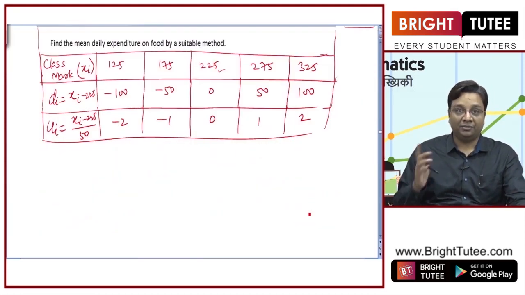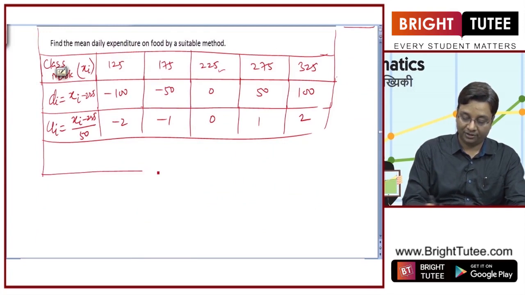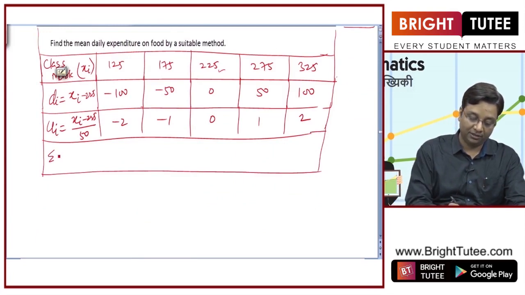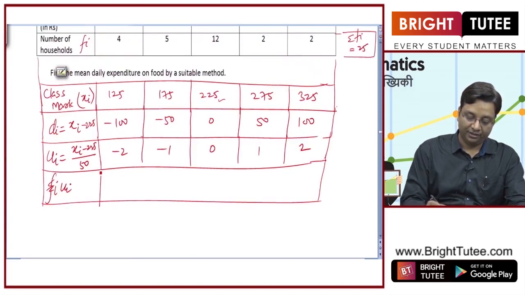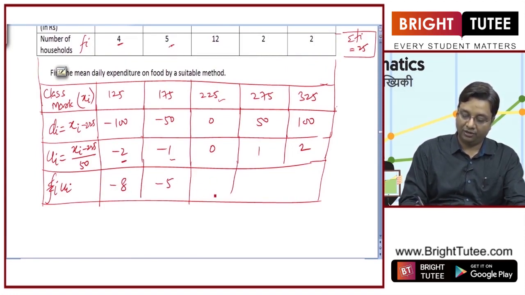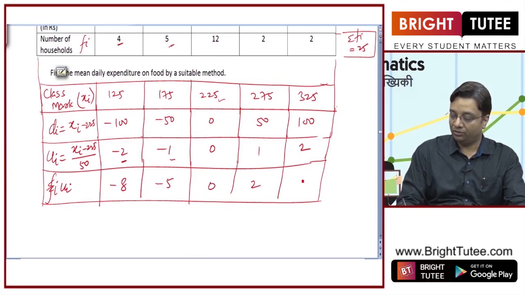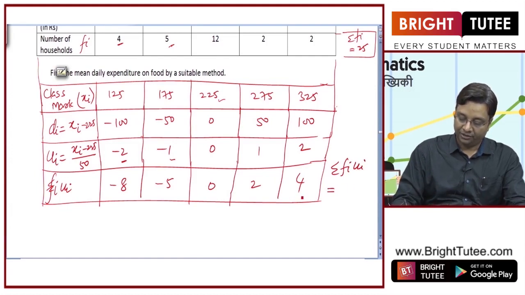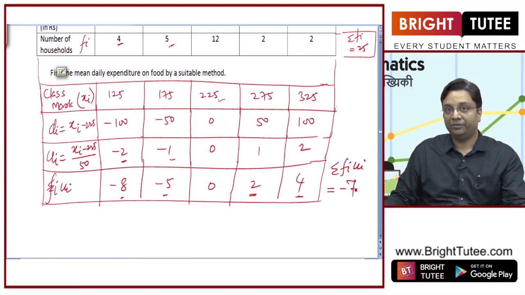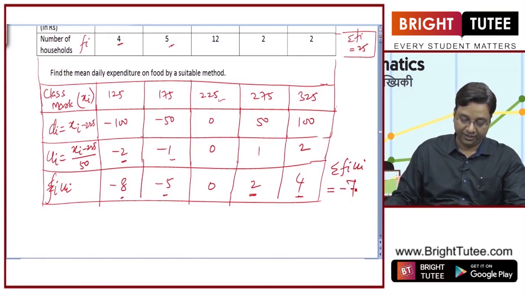So what I am doing here, I am using the step deviation method, right? So for that I will calculate sigma fi ui first of all, right? What is fi? 4, and ui minus 2, so minus 8, 5, minus 1, minus 5, 12 into 0 is 0, 2 into 1 is 2, 2 into 2 is 4. So what will be sigma fi ui? 4 plus 2, 6, 6 minus 5 is 1, 1 minus 8 is minus 7. So sigma fi ui is negative 7, right?